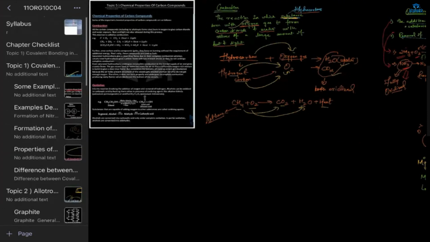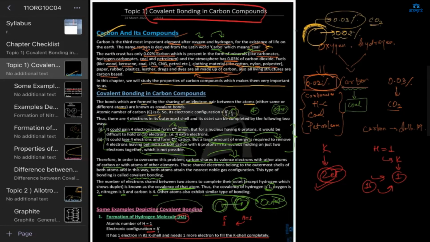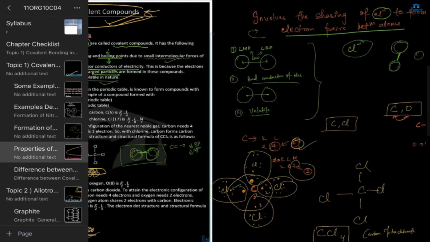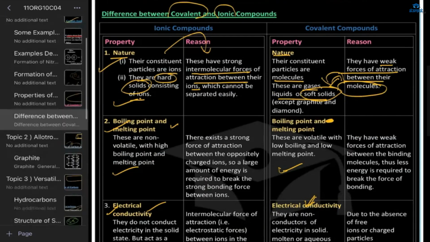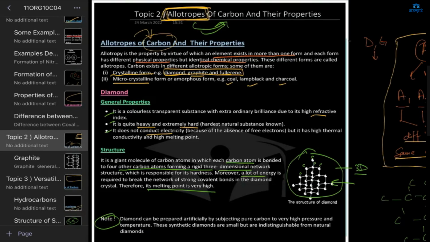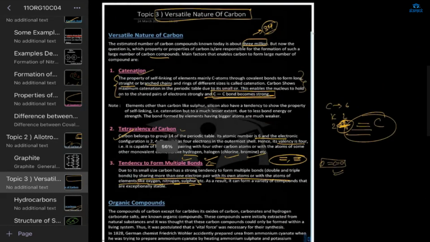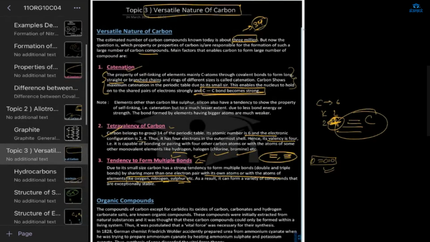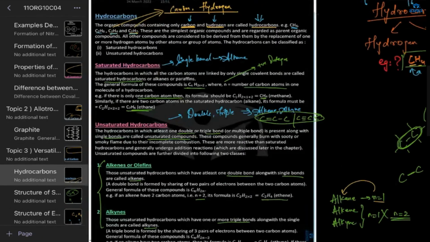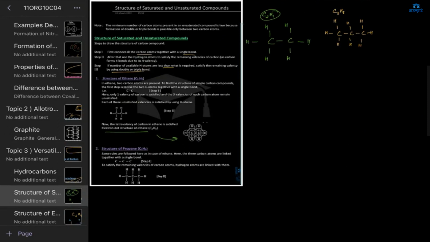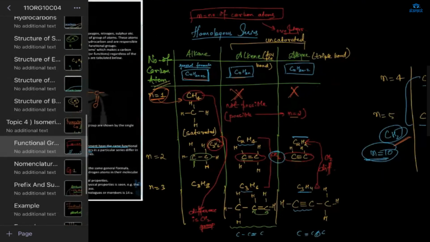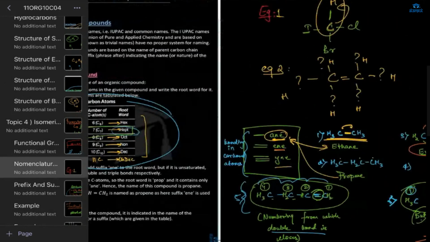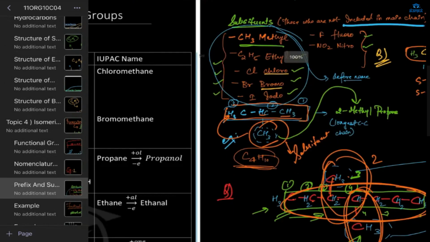Any doubt anywhere? Rudra, Roshni, Safia, from the starting: covalent bond. These are your dot structures. Next was properties of covalent bond, the difference between ionic and covalent compounds. Here is your allotropes, diamond, graphite. Next was your versatile nature, catenation, tetravalency. This was your hydrocarbon. What is hydrocarbon? Alkenes, alkynes, these were the formation. Next was your cyclic compounds. These are important. You have to remember homologous series, nomenclature, all the IUPAC names, ane, ene, yne, and substituents.